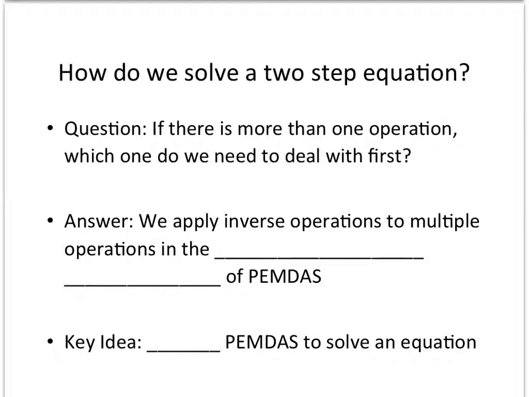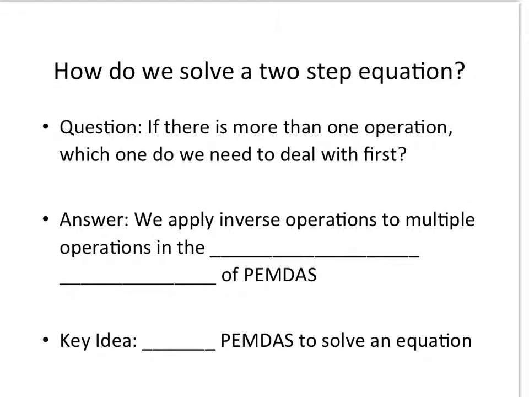Last time we only saw one-step equations where there was only one operation we needed to cancel. In this video I'd like to look at if there's more than one operation, which one is it that we need to deal with first, or in other words, does order matter? And the answer is that we apply inverse operations to multiple operations in the opposite order of PEMDAS. So the key thing here is that it's the opposite order.